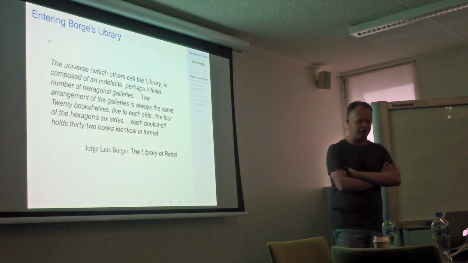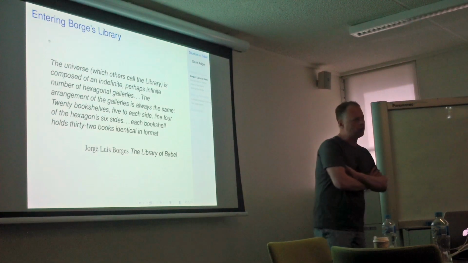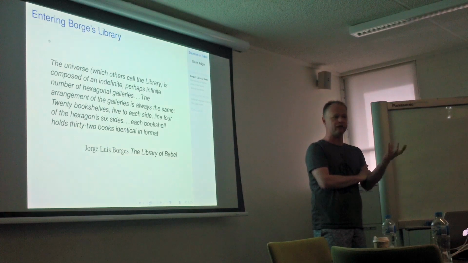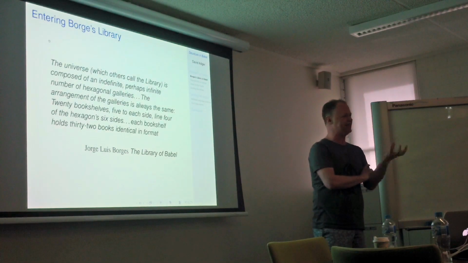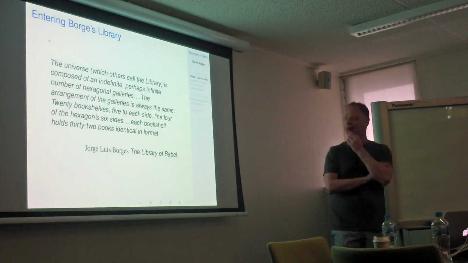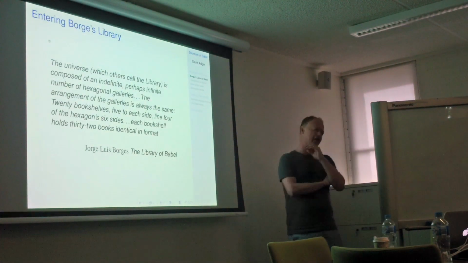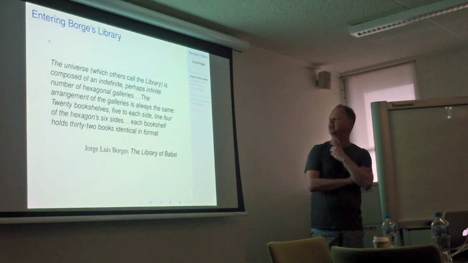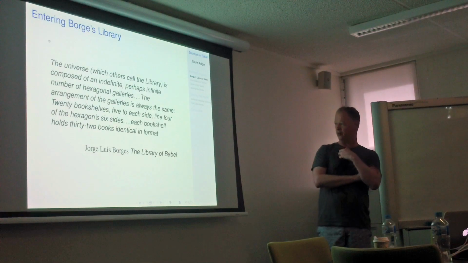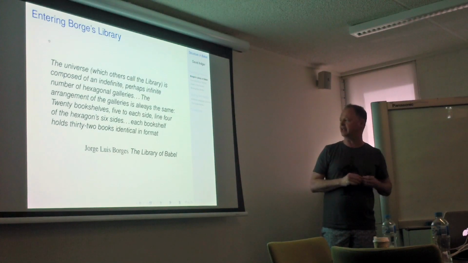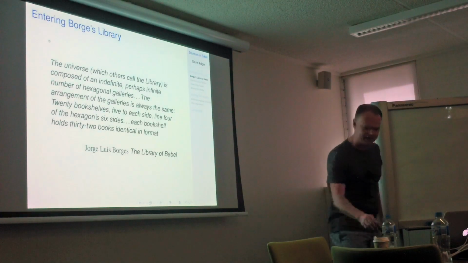So I'll quote you a few little bits of it, first of all, because I think you can use the story to raise a really important puzzle that has been at the heart of syntax for a long, long time. So I'll just read you this. Borges writes, the universe, which others call the library, is composed of an indefinite, perhaps infinite number of hexagonal galleries. The arrangement of the galleries is the same: 20 bookshelves, 5 to each side, line 4 of the hexagon's 6 sides. Each bookshelf holds 32 books which are identical in format.